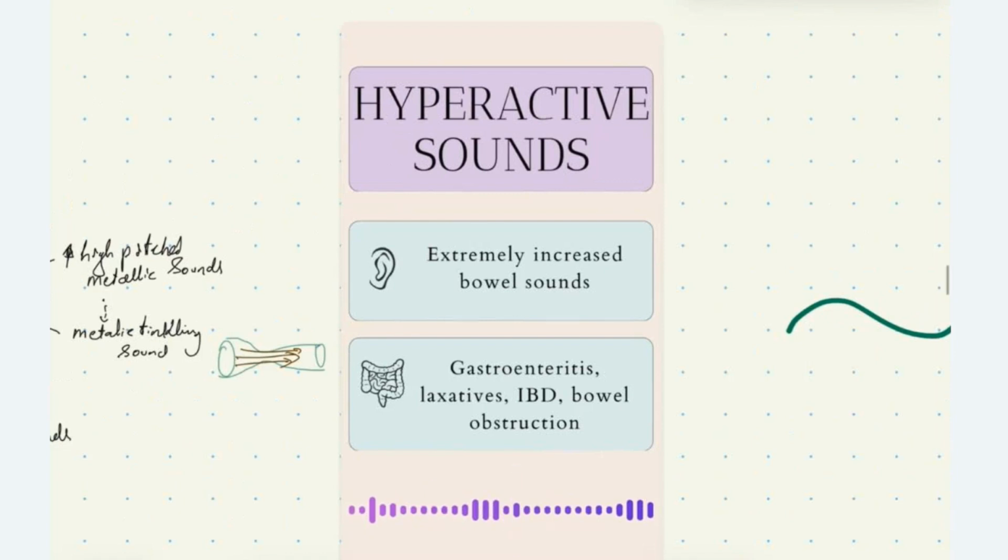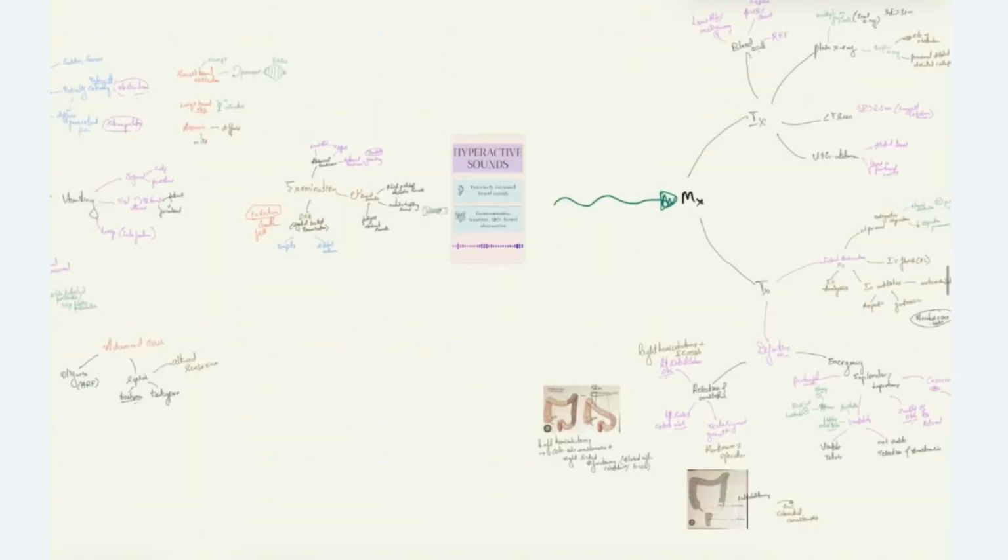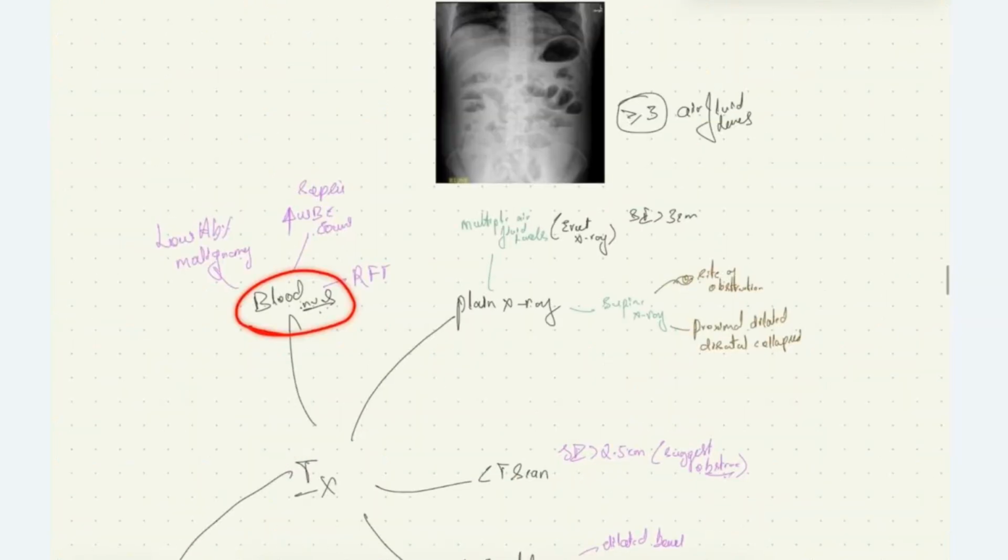Then we have the digital rectal examination. If the obstruction is proximal to the rectum, it will be empty and dilated. If the obstruction is due to carcinoma rectum, the growth can be felt on digital rectal examination. On blood examination, the hemoglobin level can be reduced in sepsis, WBC count increased, and RFT can be impaired in acute renal failure.